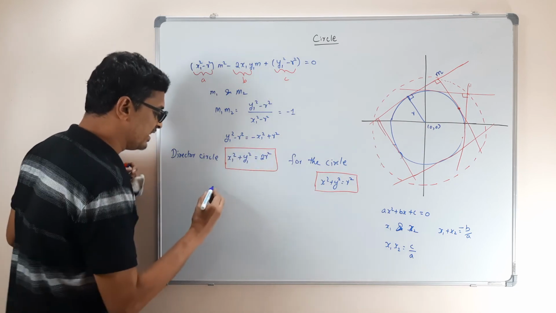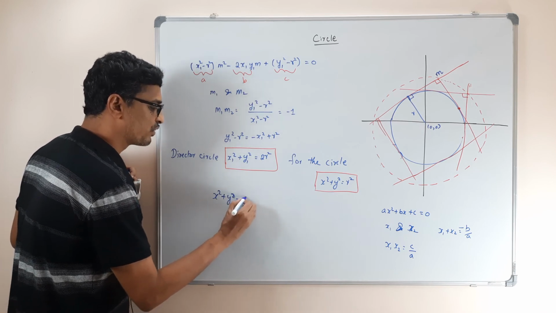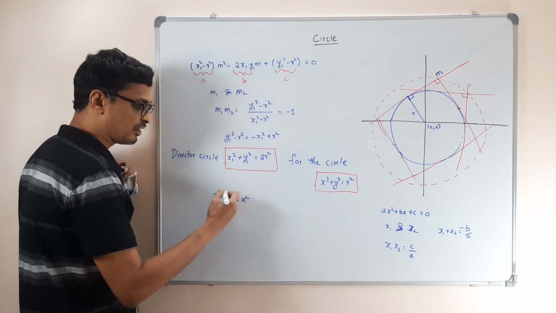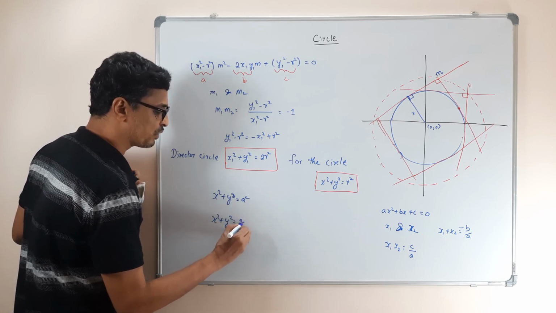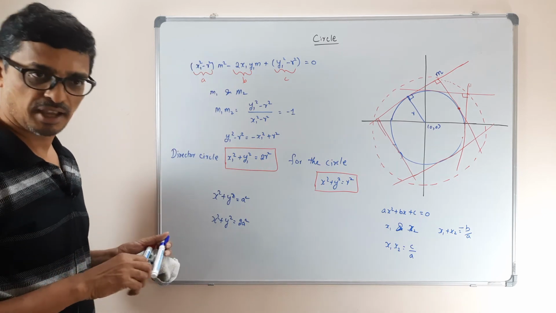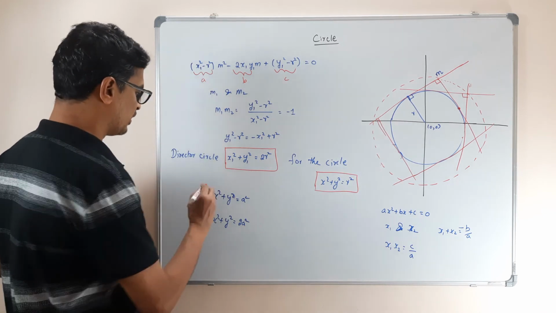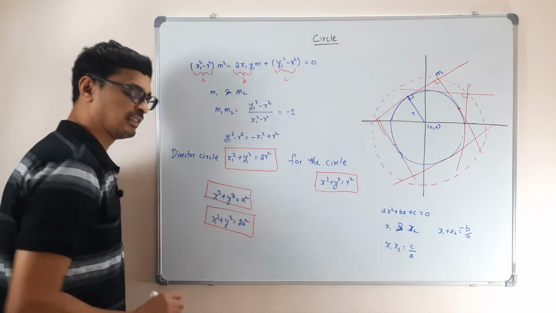So if I am given any circle x square plus y square equal to a square, the director circle of the circle will be x square plus y square equal to 2a square. As simple as that. So this is the way your circle and its director circle are related.